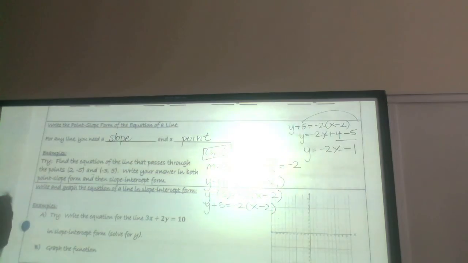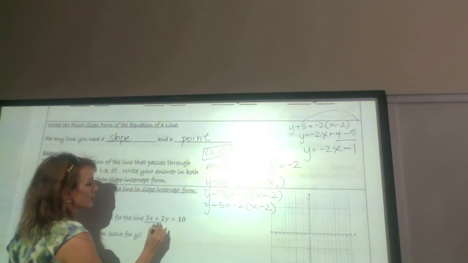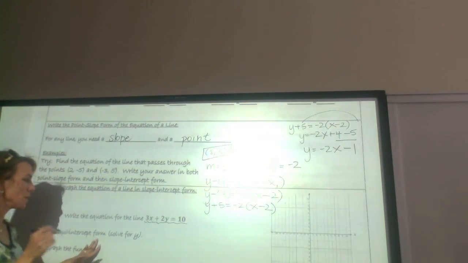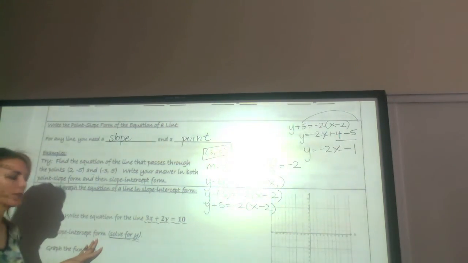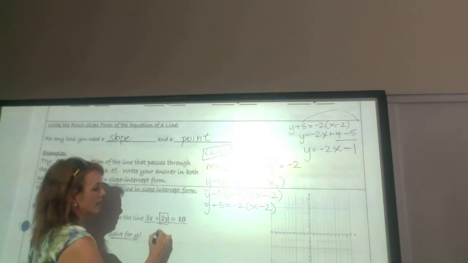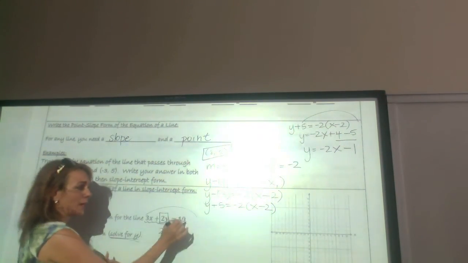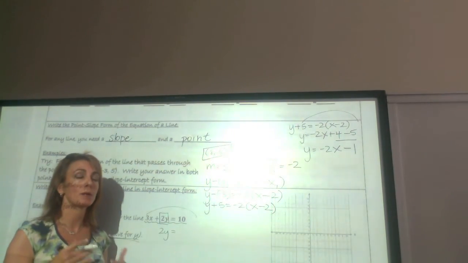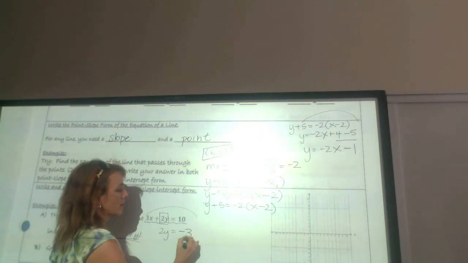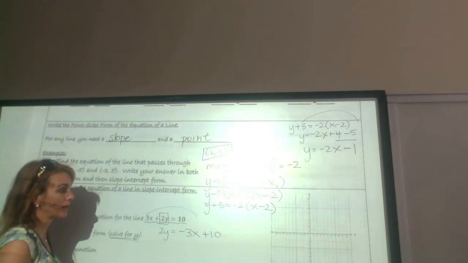The next problem that we're going to look at is write the equation for the line 3x plus 2y is equal to 10. Okay, and we're going to write it in slope-intercept form. When it says slope-intercept form, we are really just solving for y and putting the terms in the right place. So I want to put this 2y on one side of the equal sign, and I'm going to move this to the other side. And I can put it after the 10, but I know that my slope-intercept form is in the form y equals mx plus b, so I'm going to actually put it before the 10. Okay? 2y is equal to -3x plus 10.